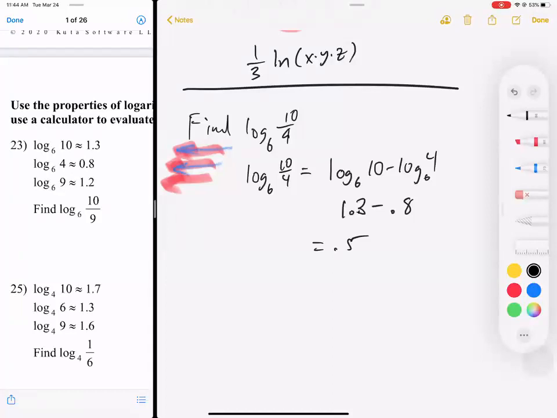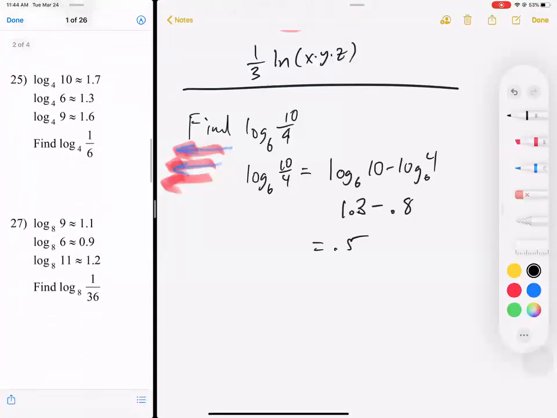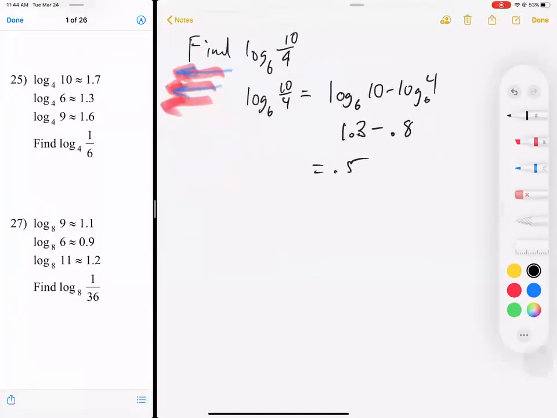That's super fast. But you have to know how to break down that log. Some of these end up being a little more tricky. Like if we look at number 27, we want to find log base 8 of 1 over 36. But I don't see a 36. I don't see 36 at all. Well, we can rewrite it as log base 8 of 36 to the negative 1 power. Or you could have gone this way, log base 8 of 1 over 6 squared.